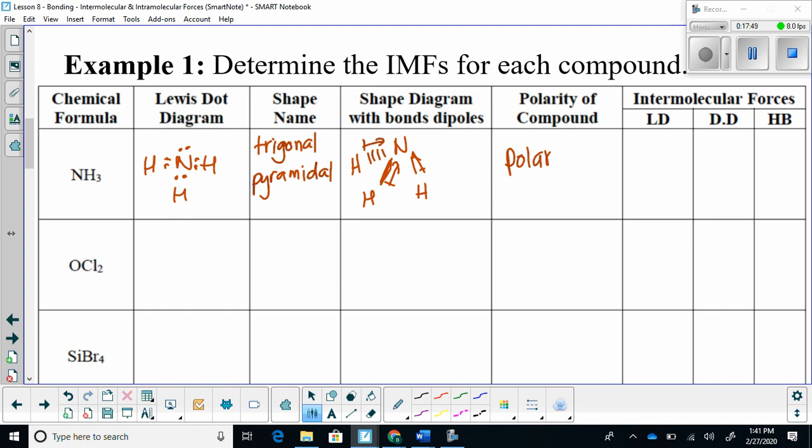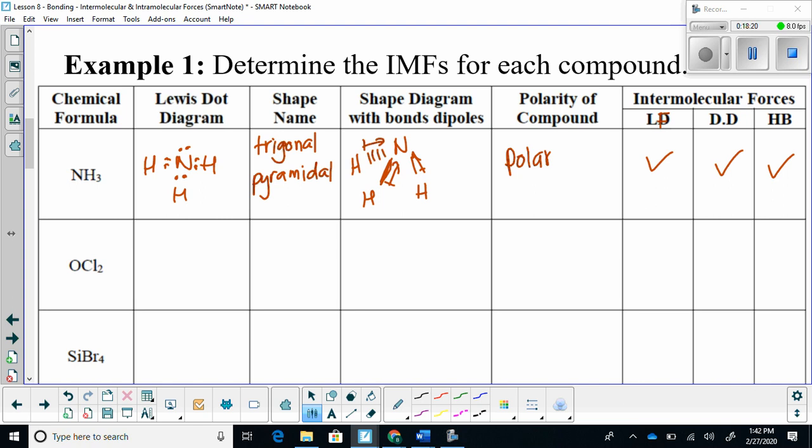Okay, they should say London forces. So everything has London forces. Anything with an electron has London forces. This has dipole. Why? Because it's polar. It has a net dipole. And lastly, does this have hydrogen bonding? Yes, because we have hydrogen directly connected to nitrogen.